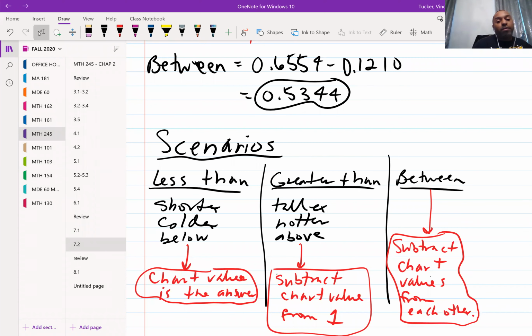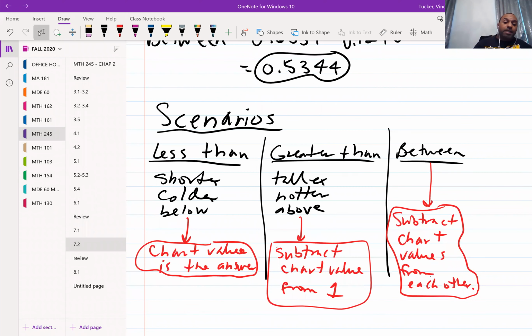So anything that references less than, talking about shorter, colder, below, under, something of that nature means you're talking about less than. Greater than: taller, hotter, above. And then between is pretty much... I can't think of another word for between. So as far as I know, between will be it. But notice the action that you will take. If we're talking about less than, the chart value is the answer. Greater than, you're going to subtract the chart value from 1. And then if you're talking about between, you're going to subtract the chart values from each other.